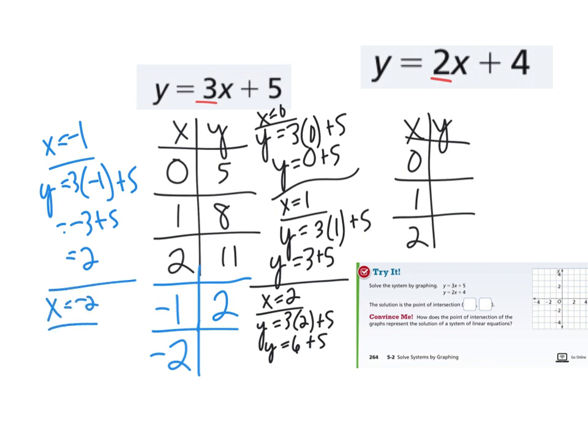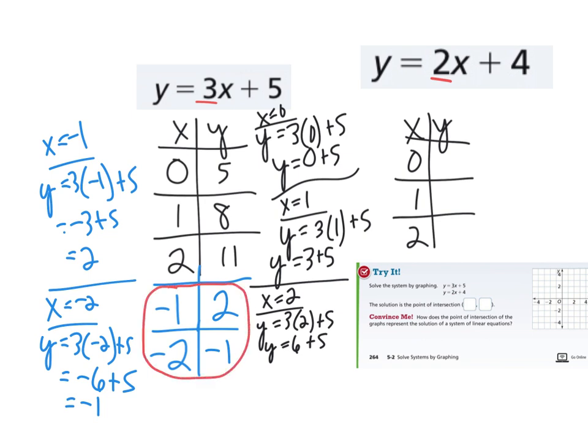If we put a -2 in place of x, we'd have -6 plus 5, which is -1. Actually, these last 2 points that we came up with, and then the 0, 5, those would be the points we would want to graph.